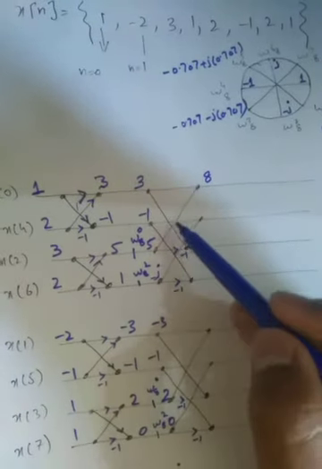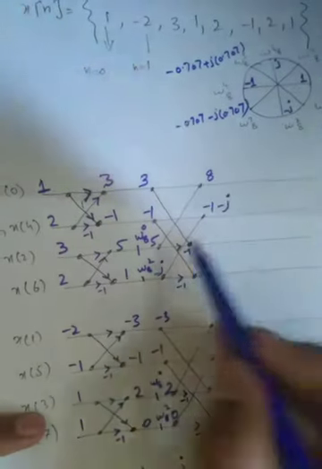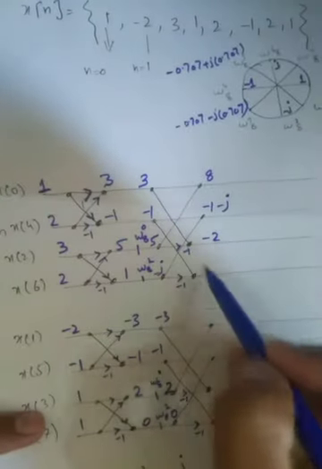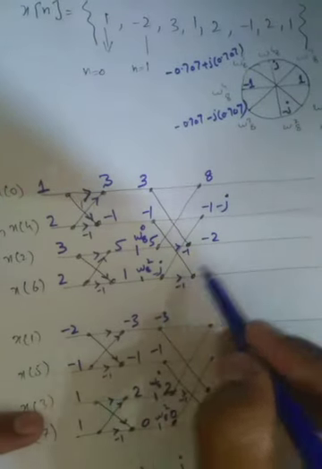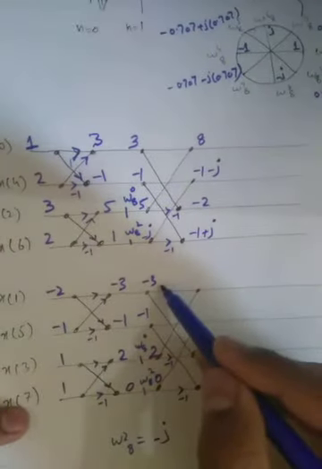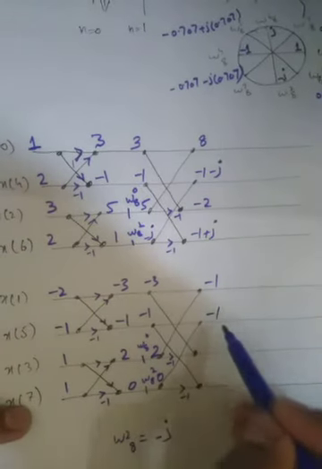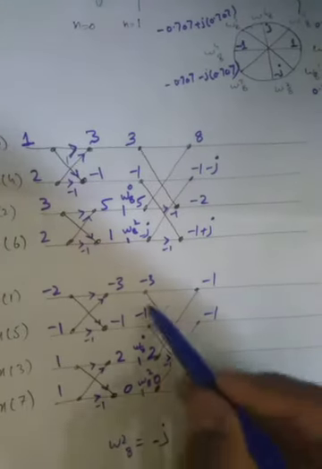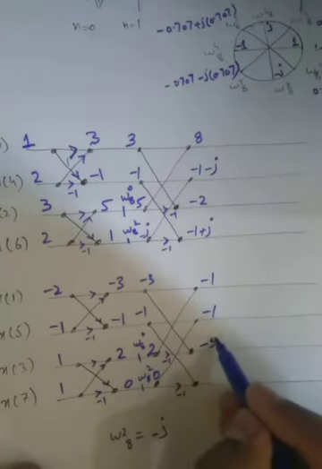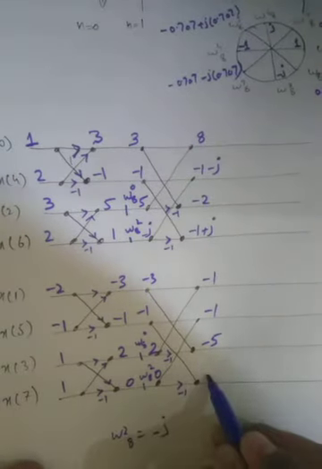And then next is minus 1 minus j, minus 1 minus j, and then the next 3 minus 5 minus 2, and similarly 1 minus 1 plus minus j plus j, minus 1 plus j. Similarly, minus 3 plus 2 minus 1, minus 1 plus 0 minus 1, and then minus 1 minus 3 minus 2 minus 5, and then minus 1 minus 0 is equal to minus 1.